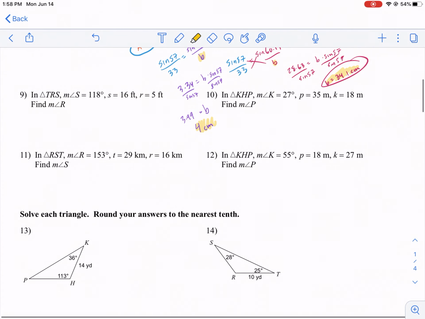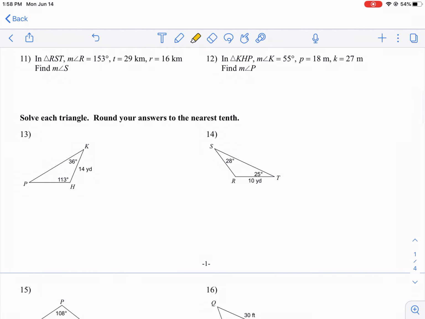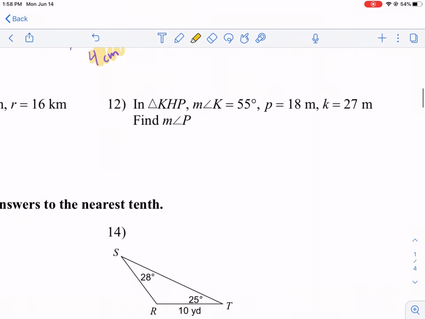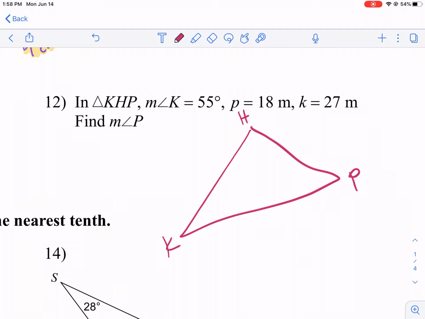Okay, I think I'm going to do an angle one for you too. I'm probably running out of time for this video, so maybe I'll do an angle one real fast. Obviously I'm speeding up here. KHP, I have to label exactly how I see it. I'm given that this is 55 degrees, P is 18 centimeters, opposite P, and then the K is 27.